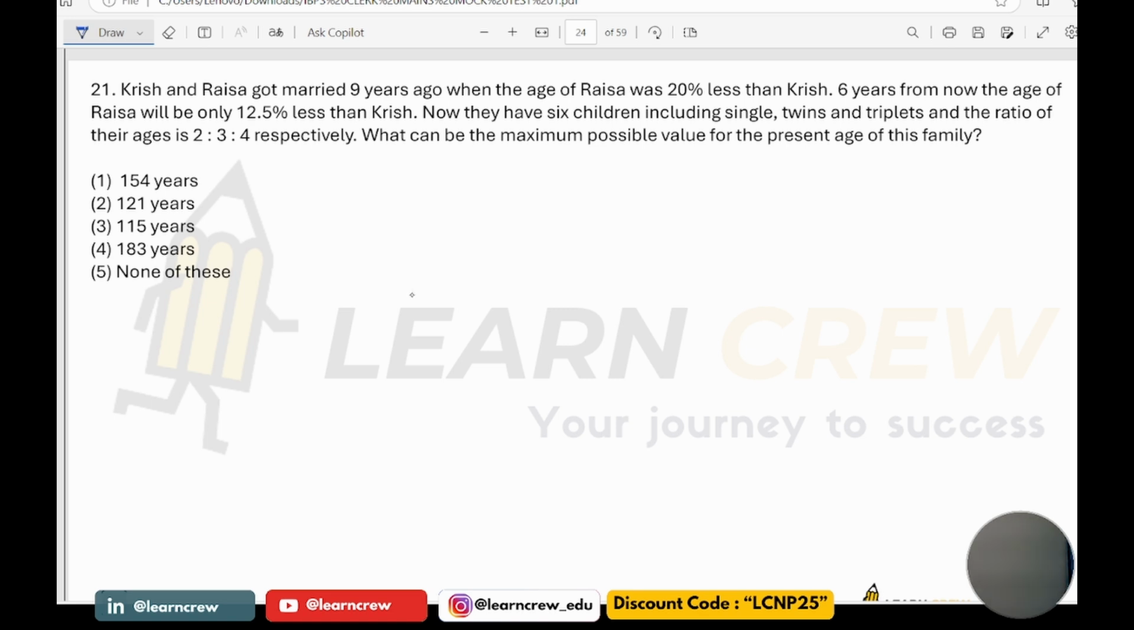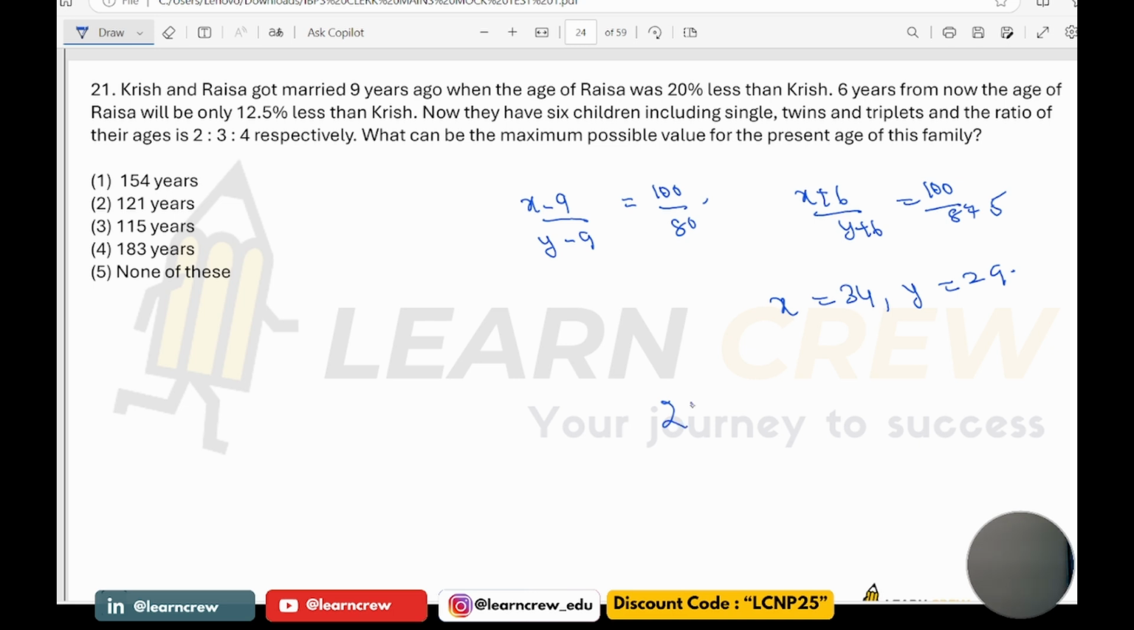So the present age of Krish is not known, Raisa is not known, so x minus 9, y minus 9, 9 years ago. How much? If it is 100, it is 80. And after 6 years, x plus 6, y plus 6 is 100 by 87.5. If you solve these two, I am going to get x as 34, y as 29. The maximum age of any child must be less than 9 years. So 2:3:4.